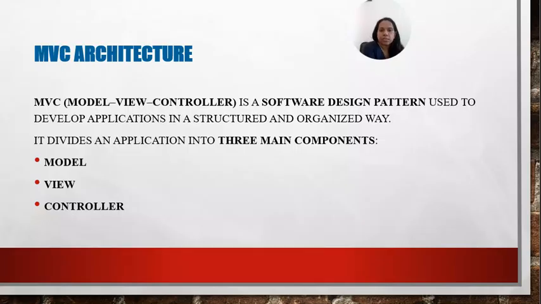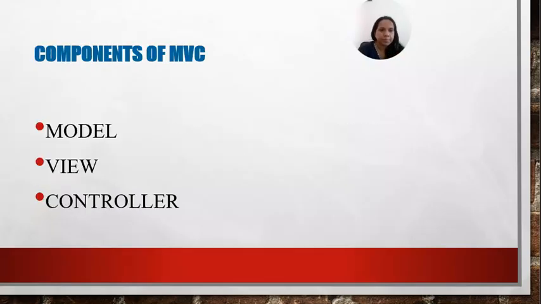MVC is a software design pattern used to develop applications in a structured and organized way. It divides an application into three main components: model, view, and controller. The reason we use MVC is that it separates the application into these different parts, so that the code becomes easy to understand, easy to maintain, and easy to modify as well.